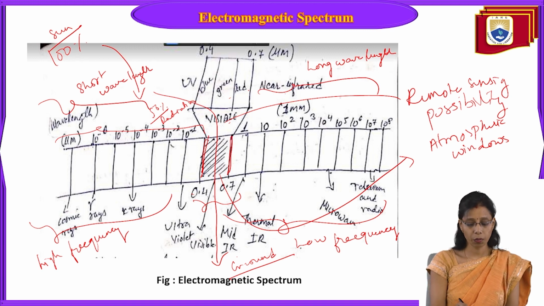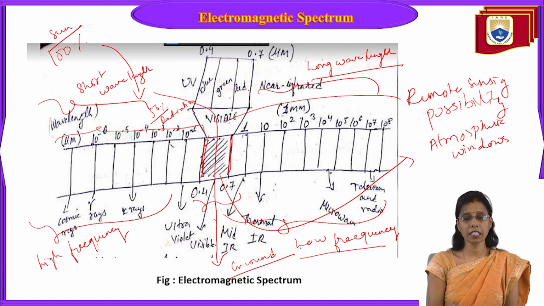So this region is for passive remote sensing, and the low frequency region and the long wavelength region, which extends from visible, thermal, microwave, television, or we can say television and radio region, microwave region, thermal IR region, mid IR region, or visible region. So from this region only the active remote sensing is possible.